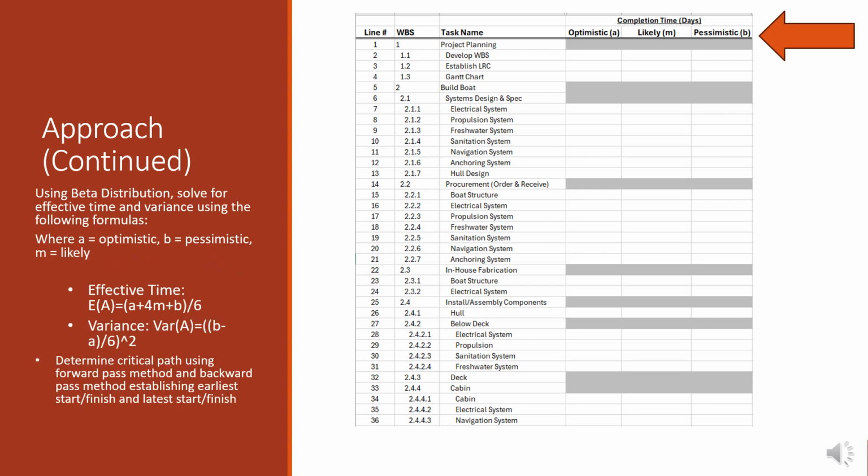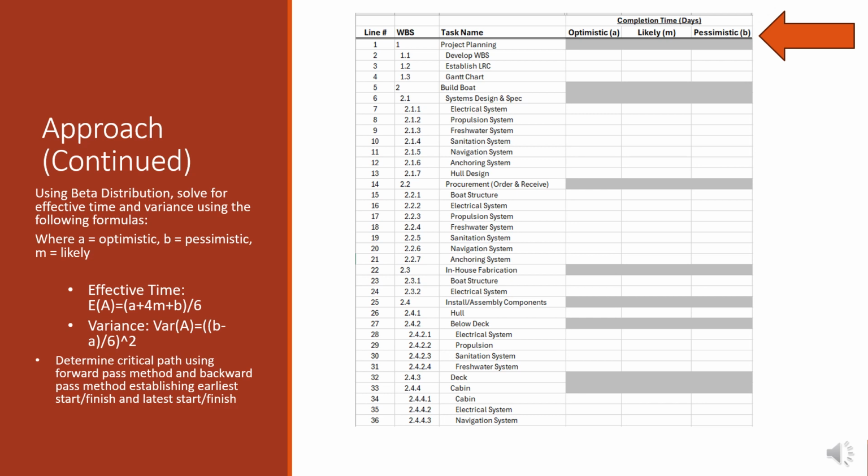For our continued approach, we then had to calculate the activity times. We did this using beta distribution by solving for effective time and variance using the following formulas, where A equals optimistic, B is pessimistic, and M is likely. The formula for effective time is (A plus 4M plus B) divided by 6, and variance was ((B minus A) divided by 6) to the second power.